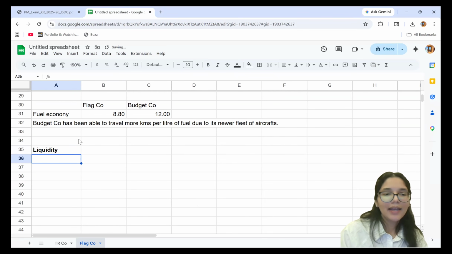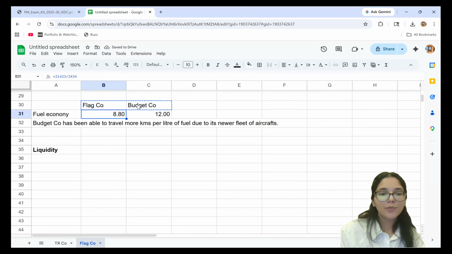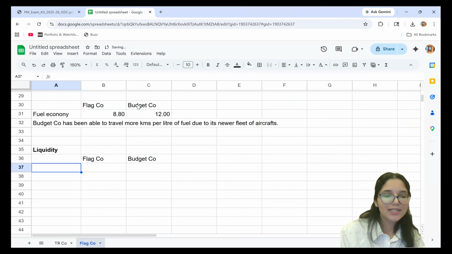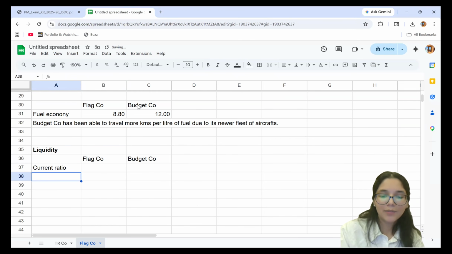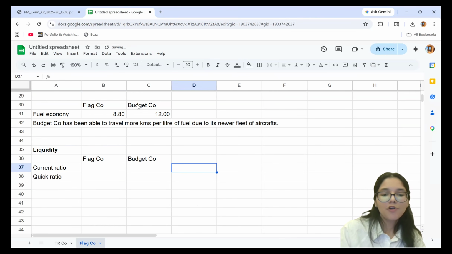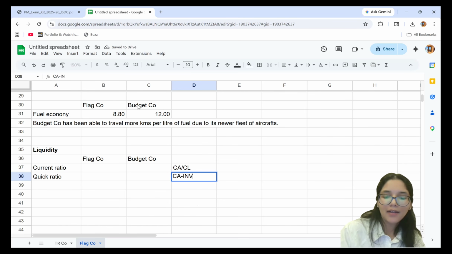So in liquidity, again, I will calculate the numbers for both of my companies, flag as well as budget. I will calculate my current ratio. I will calculate my quick ratio. So current ratio and quick ratio formulas are very easy. Current assets upon current liabilities. For quick ratio, current assets minus inventory divided by the current liabilities.